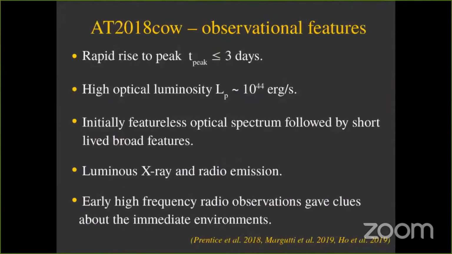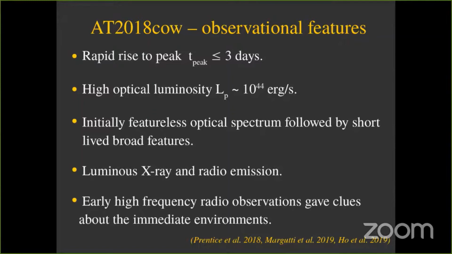So there are a lot of observational features which were surprising and intriguing about AT2018cow. So the first thing is the rapid rise. It rose to peak luminosity in the optical bands in less than 3 days. And it has shown remarkably high optical luminosity. And the optical spectrum was initially featureless for up to 10 days and later followed by short-lived broad emission features. And it has also shown very luminous X-ray and radio emission.